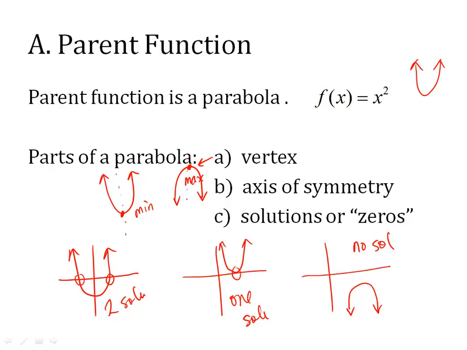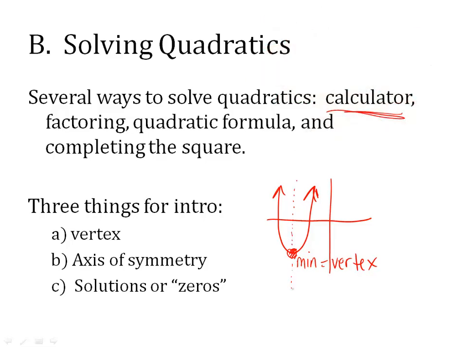So just remember the axis of symmetry: the line that goes through the vertex, so that if you folded along that line, the two parts of the parabola would lay on top of one another. It's very easy to find, especially if you know the vertex. Now, finding solutions or zeros.